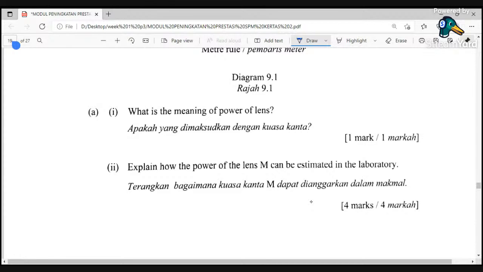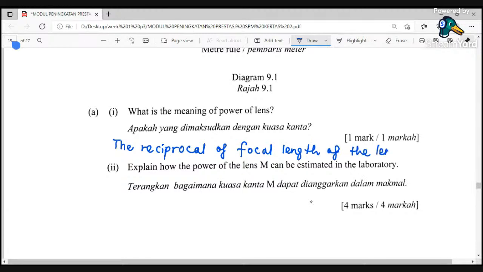What is the meaning of power of lens? So you can use the formula just now. The reciprocal of focal length of the lens. Okay, so this is the definition for power of lens.